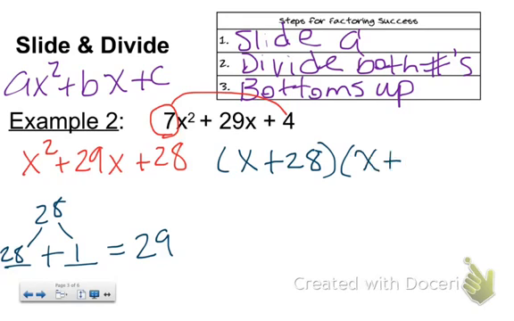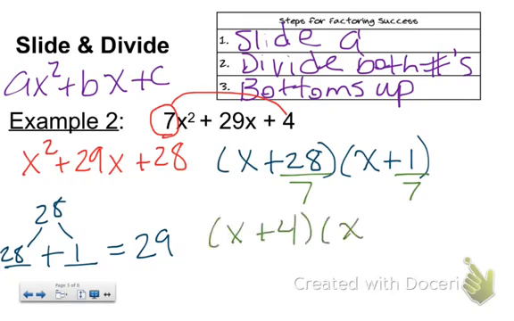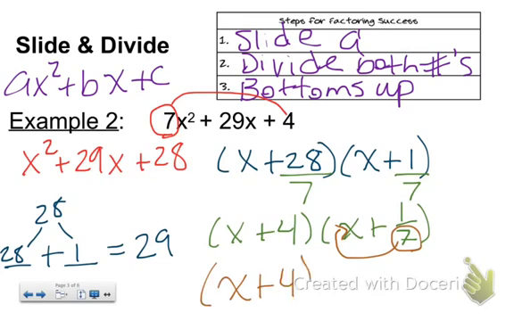So that tells me x plus 28 times x plus 1. But now I have to make up for the fact that I moved the 7. So now I'm going to have to divide both numbers by 7. Okay, and I'm left with x plus 4 times x plus 1/7. But we do not like our binomials to have fractions. So all you're going to do is take the bottom and move it up to the coefficient of the x. That's why we say bottoms up. So your final answer should be x plus 4 times 7x plus 1.